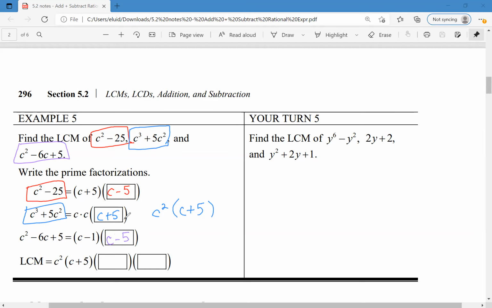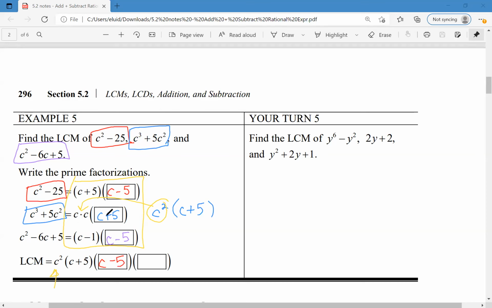Okay, so let's look carefully at all the factors we have right here. So we definitely need this c squared in our LCM, so that's going on the outside. If it's just a single variable, we generally write that first. Then let's start with what's up at the top in red here. So the c plus 5, c minus 5. We're going to need both of those, so I'm going to write them both down. C plus 5, c minus 5.